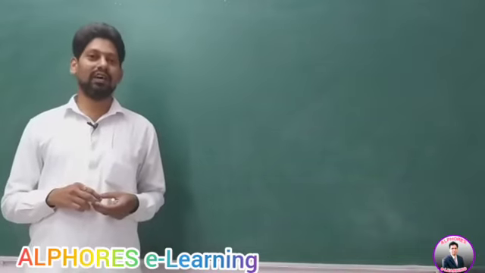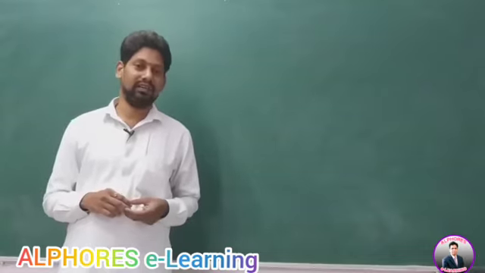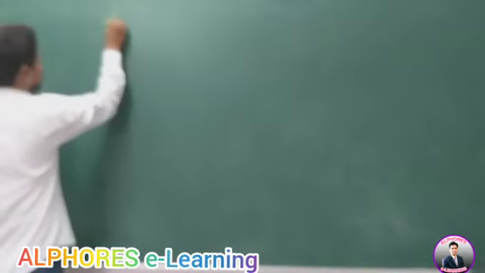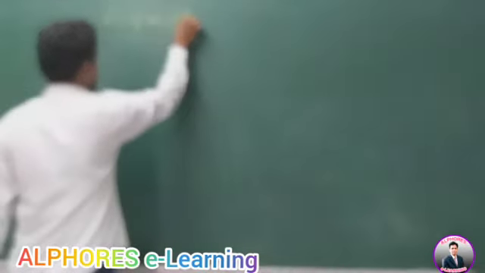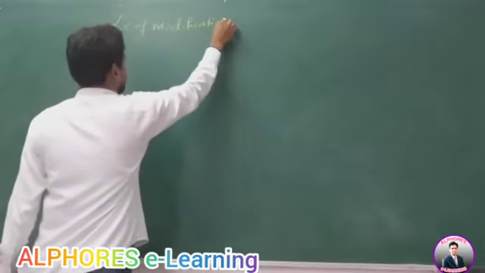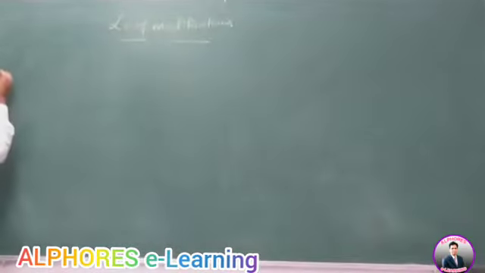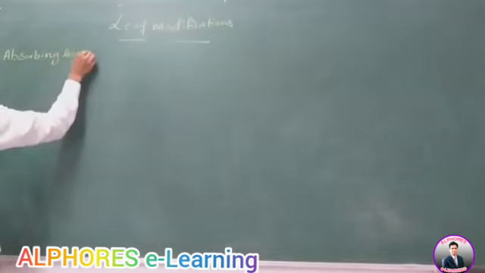We are discussing morphology of flowering plants. In morphology of flowering plants, we are discussing leaf. In leaf, we are discussing leaf modifications. What are leaf modifications? In leaf modifications, now we are going to discuss absorbing leaves. What are absorbing leaves?